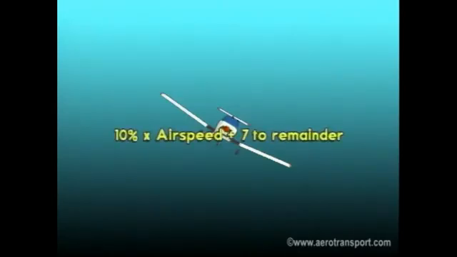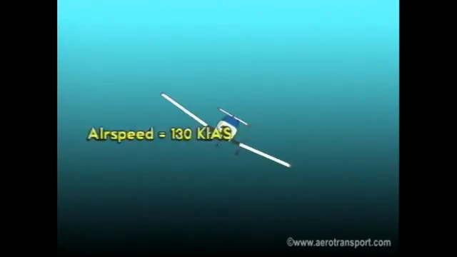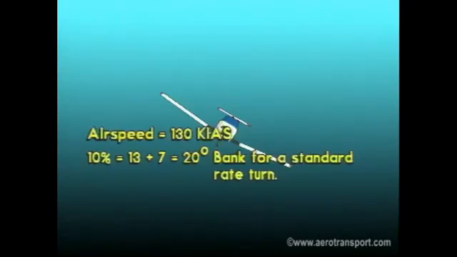Take 10% of the airspeed, then add 7 to the remainder. If your airspeed is 130 knots, 10% is 13. Add 7 to that and it totals 20. Therefore, you would need 20 degrees of bank for a standard rate turn at 130 knots.